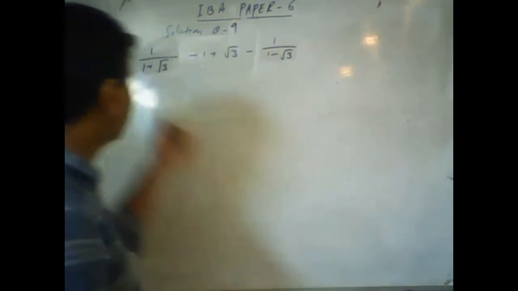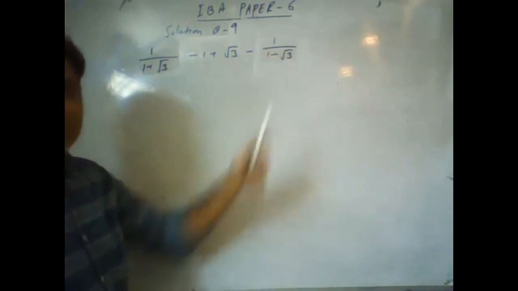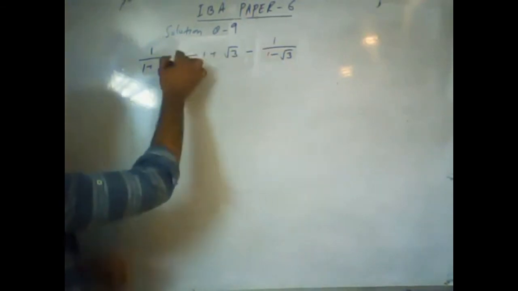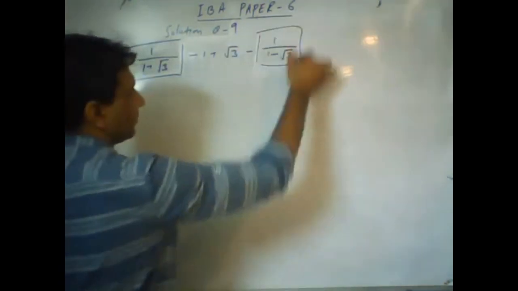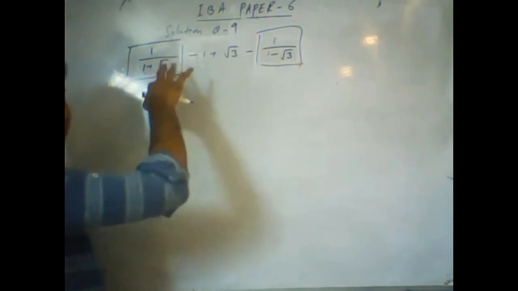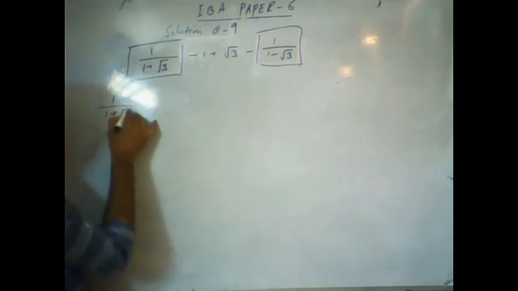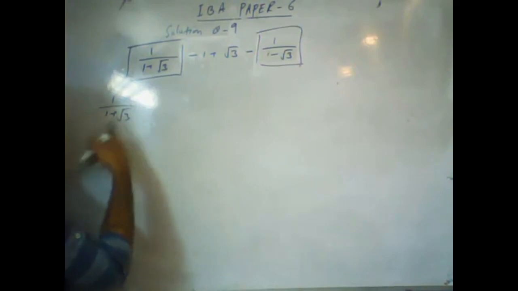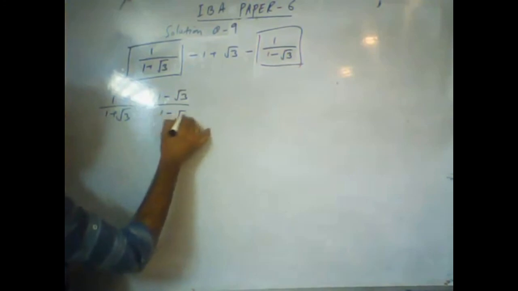Paper 6, question 9. The question is this: 1 over 1 plus root 3, minus 1 over 1 minus root 3. So what we'll do, we first take these two irrational values. We'll first solve this and then this, and then we'll put the values we got from there. So this is 1 upon 1 plus root 3. We multiply and divide it by 1 minus root 3, the conjugate. 1 minus root 3 over 1 minus root 3.